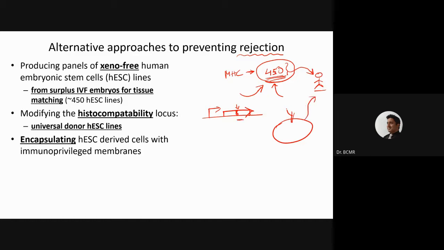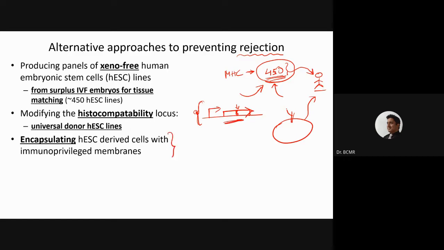To try to make it a universal donor kind of human embryonic stem cell lines. So that's another approach, but it's just an idea. It is a good idea, but it's impractical for a lot of reasons.